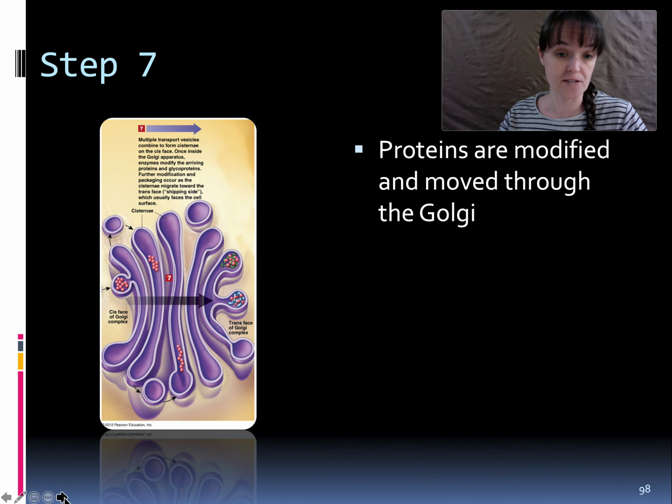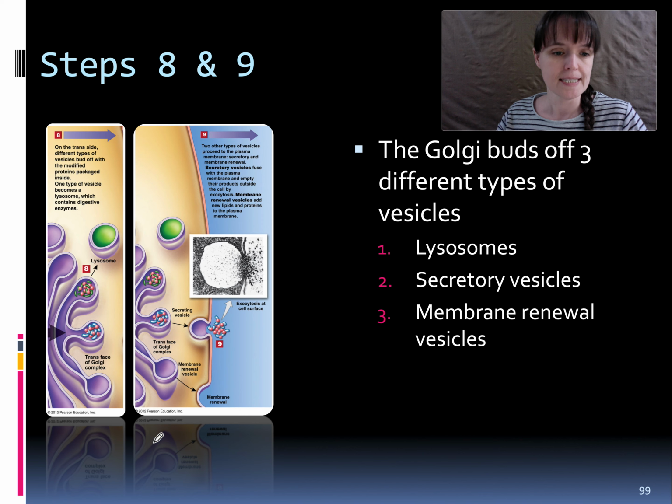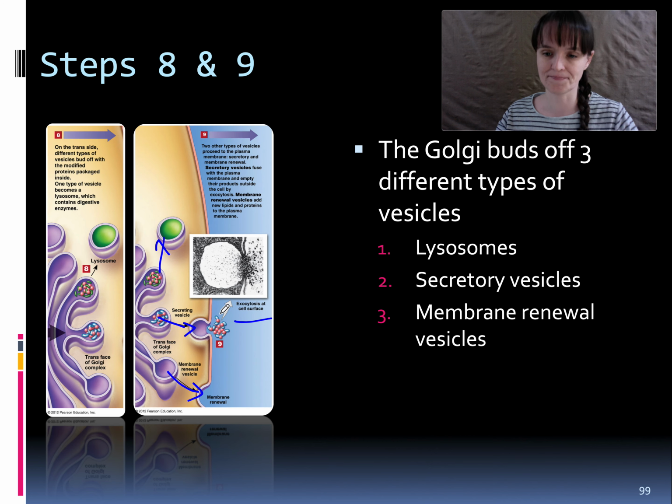And then the Golgi, as you know, makes 3 different types of vesicles. Need to know. And they are the membrane renewal vesicles, the secretory vesicles, we'll talk about this term exocytosis here in a minute, and of course, my favorite, the lysosomes.